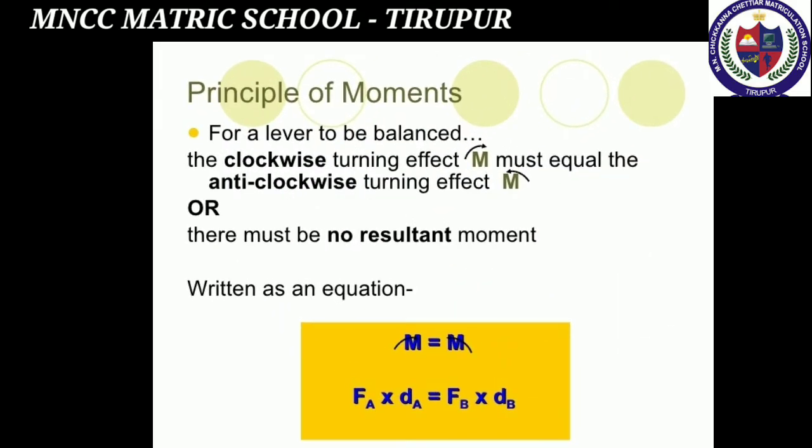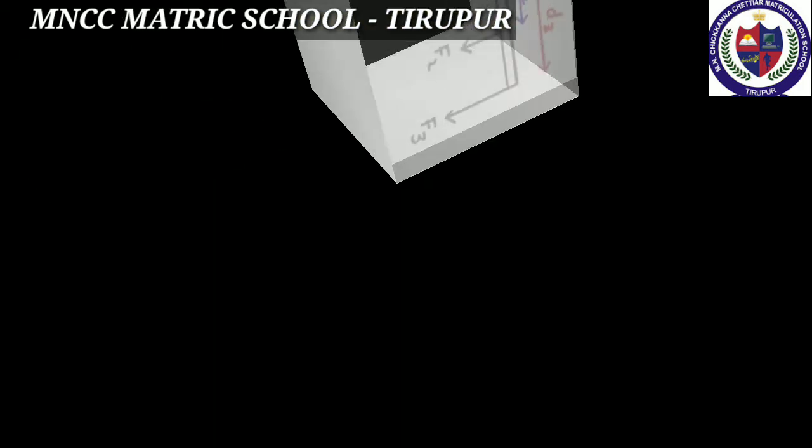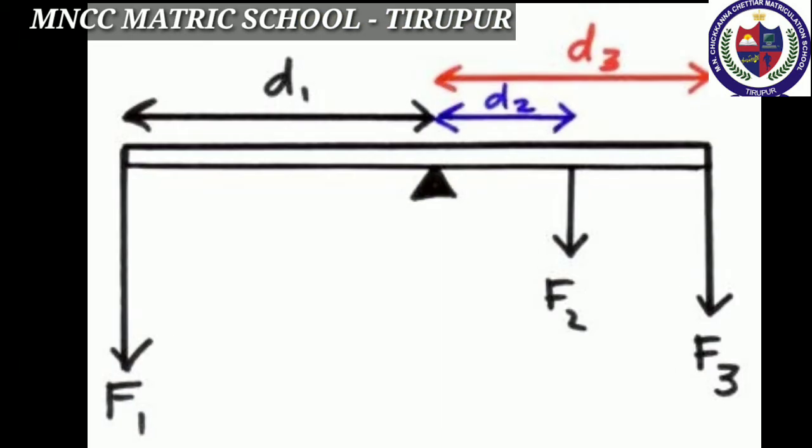Next we learn about principle of moments. When a number of like or unlike parallel forces act on a rigid body and the body is in equilibrium, then the algebraic sum of the moments in the clockwise direction is equal to the algebraic sum of moments in the anti-clockwise direction. To say this simply, moment in clockwise direction is equal to moment in anti-clockwise direction. From this picture, we can understand F1 d1 is equal to F2 d2.